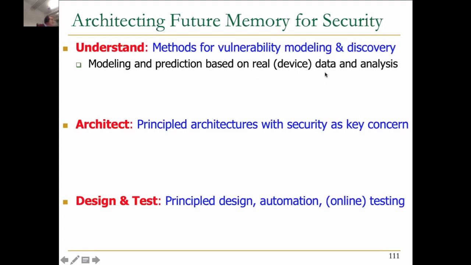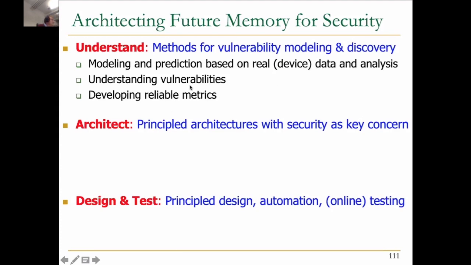And I think real device data and analysis, like I've been describing, could be very helpful. I believe we need to develop reliable metrics. On top of this, I believe we need to architect in a principled manner. We need to partition the duties across the stack well, not necessarily trust just the DRAM, but actually do the solutions in other parts of the system stack like the memory controller.